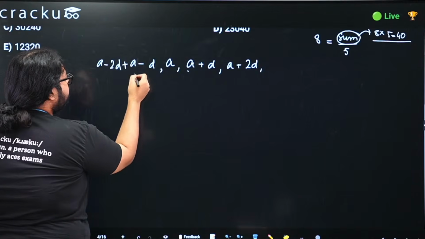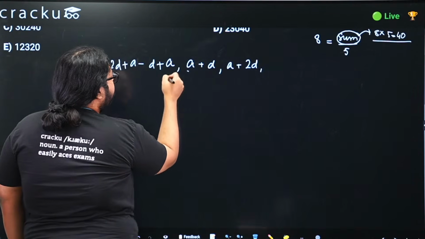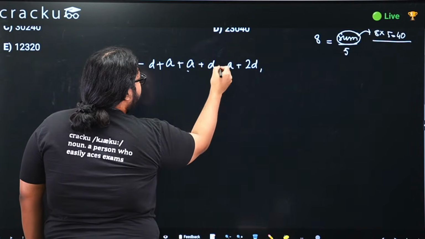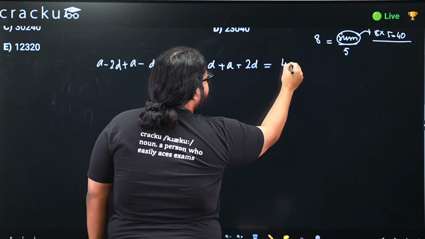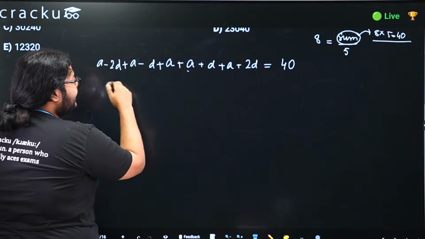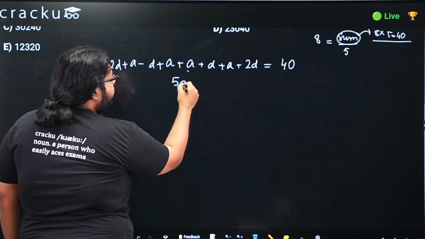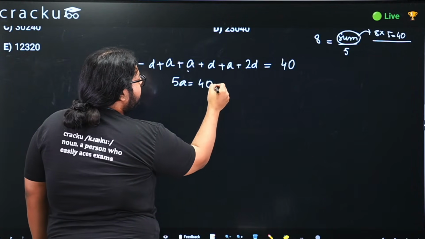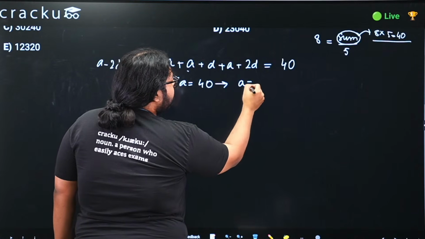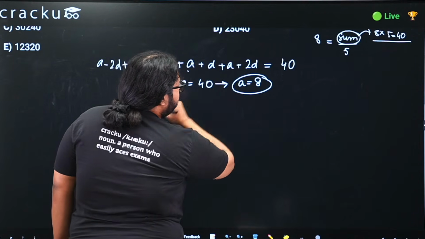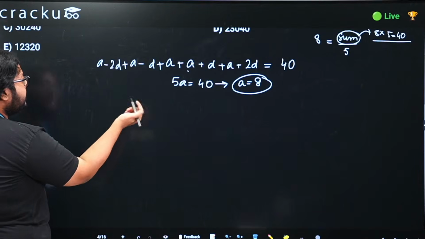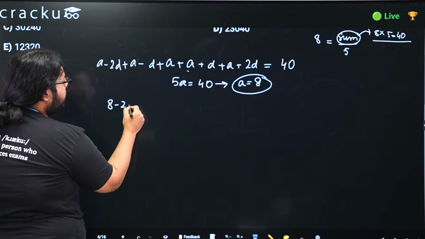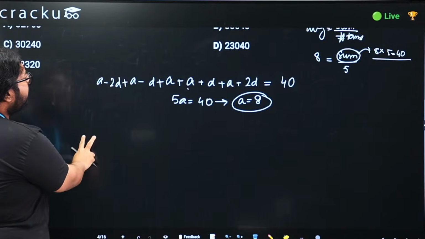a minus 2d plus a minus d plus a plus a plus d plus a plus 2d. This should give me a 40. All the d's get cancelled out. So 5 times a is 40, which tells me a is basically 8. Now if a is 8, the terms basically become 8 minus 2d. Okay, let's keep them this way only.